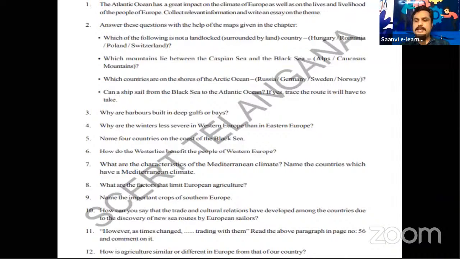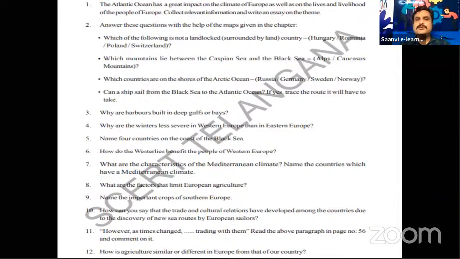Westerlies, which blow throughout the year, also bring moisture to northwestern Europe. Write about that. When moisture reaches there, they have a high amount of precipitation. Okay, so remember that point, read the concept and write.